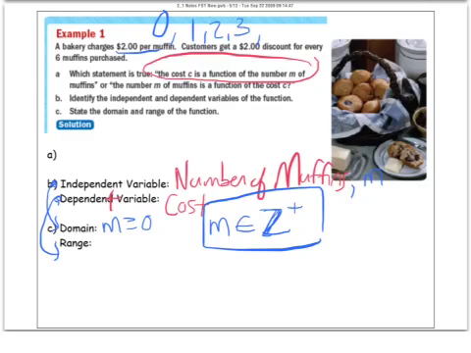So for the range here, they said let C be cost, fine. We're going to say this cost is either going to be greater than or equal to 0, because I may buy no muffins, which means the cost is 0, or I may buy more. In this case, I'm going to say the cost is also an element of all of the positive integers, just the shorthand.